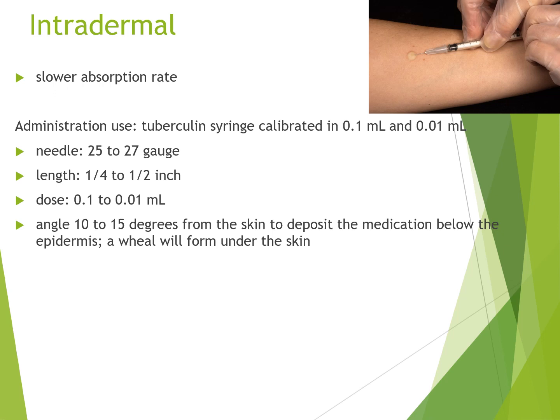The intradermal has a slower absorption rate. Administration uses the tuberculin syringe, which we commonly see to create that wheal when we're doing that infamous PPD, when the doctor orders a Mantoux test. The needle is between a 25 to 27 gauge. The length is about a quarter of an inch to half an inch. The dose is usually 0.1 to 0.01 mLs. And the angle is always between 10 to 15 degrees from the skin to deposit the medication below the epidermis, forming that wheal underneath the skin. That's what we commonly see with the intradermal when we're doing the Mantoux test and injecting purified protein derivative to see if the person has been exposed.